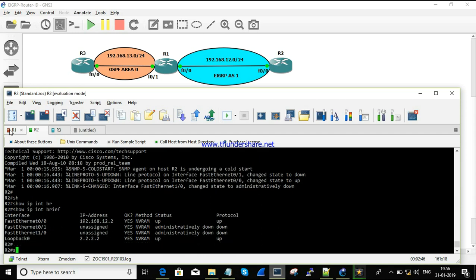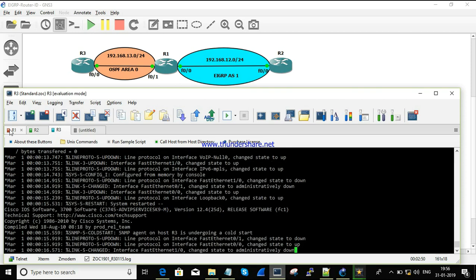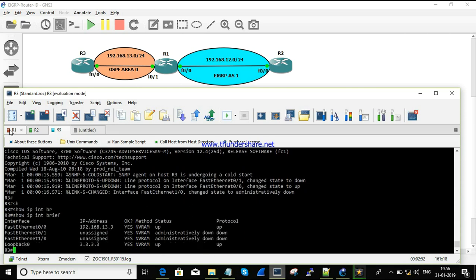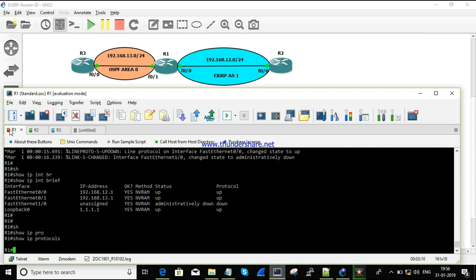For R2, the same information. Let's check whether any routing protocol is running. No routing protocols. In the case of R3, the same information, no routing protocol. The first thing we are going to configure is EIGRP between R1 and R2.